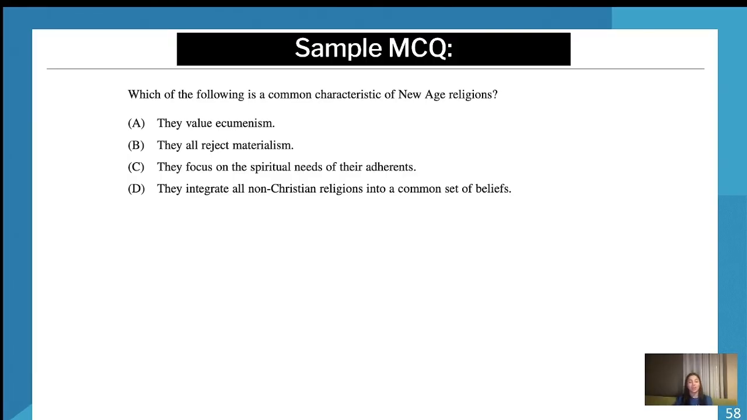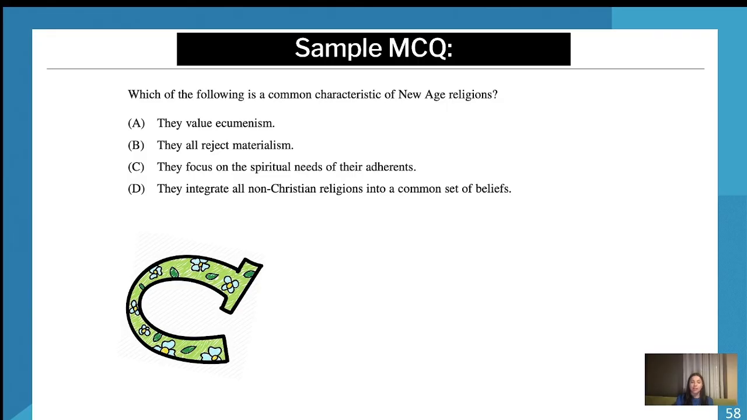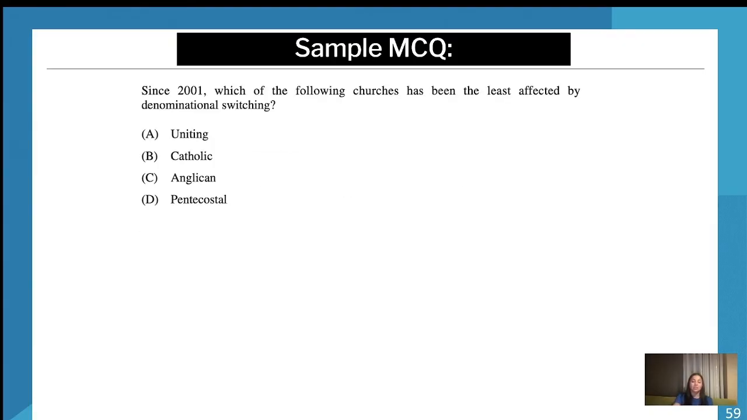Or is it D, that they integrate all non-Christian religions into a common set of beliefs? And for this one, it's C. Now, it's not going to be D because it's not just non-Christian, it's the other religious traditions as well. You can't say that it rejects materialism because there are some New Age religions where it's just about materialism. And ecumenism, if it's a New Age religion, why would they value the connection between Christian denominations? Like, this just doesn't make sense, which is why just knowing the definitions, I think, is so important.